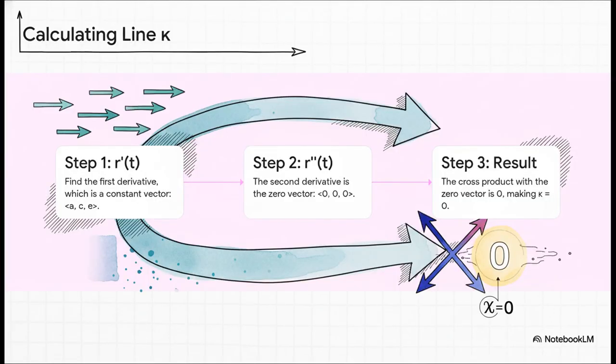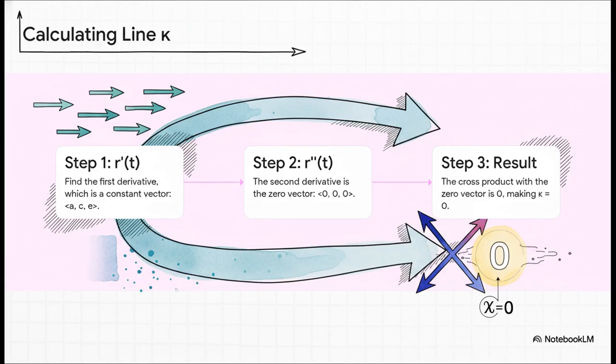So we start with our general vector equation for a line. In step 1, we take the first derivative, r prime, and we just get a constant vector. Now step 2, and this is the whole game right here. We take the second derivative. And of course, the derivative of any constant is the 0 vector.